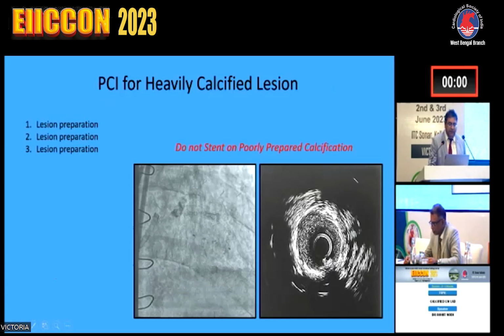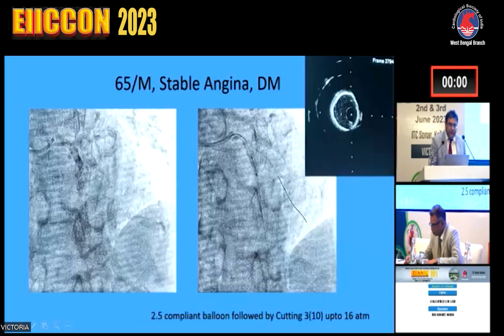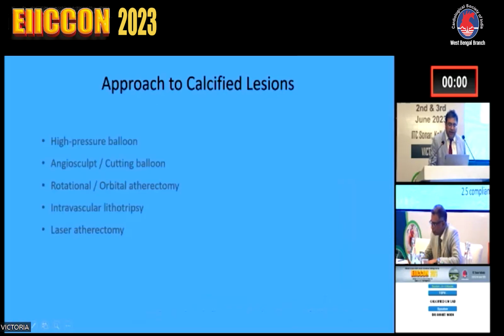The principle of treating the calcified lesion is do not stent on poorly prepared calcified lesions. So my dictum is lesion preparation, and lesion preparation. So this is a 65 years old male. You can see there was a superficial calcium that could be tackled with a compliant and a cutting balloon. So the approach to calcified lesions can be a high pressure balloon, an AngioSculpt or cutting balloon, rotational or orbital atherectomy, intravascular lithotripsy, and laser atherectomy.